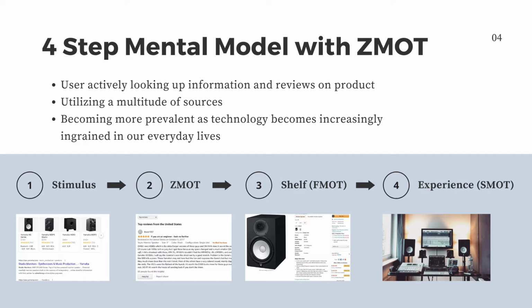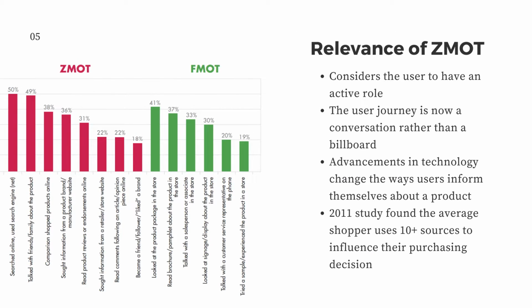Additionally, they may consult social media networks such as Twitter, Facebook, or even Reddit to gain a better understanding of public sentiment towards that product. This process is extremely common now and standard practice for most consumers. In Google's 2011 study of 5,000 shoppers, they found that the average shopper used 10.4 sources of information in influencing their decision to purchase a product.